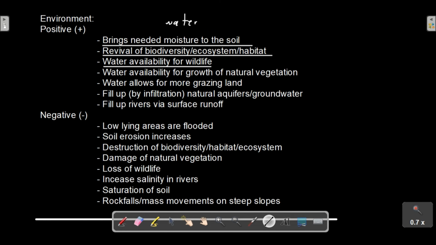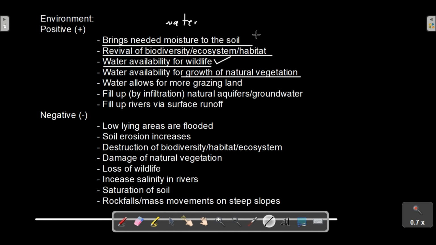Water availability for wildlife, yes indeed. When it rains, wildlife needs water, and so this provides water to wildlife, to prevent extinction, migration, all of that. Water availability for growth of natural vegetation. Natural vegetation, of course, is not the vegetation that you grow by yourself as a farmer, like your crops. This is natural, it grew on its own. So it also needs water.